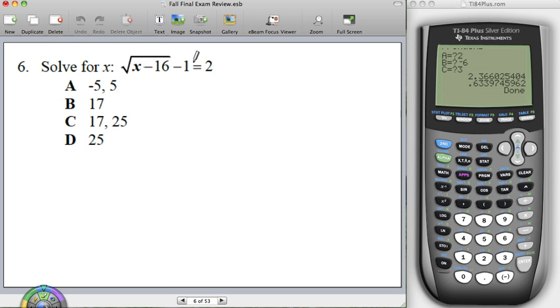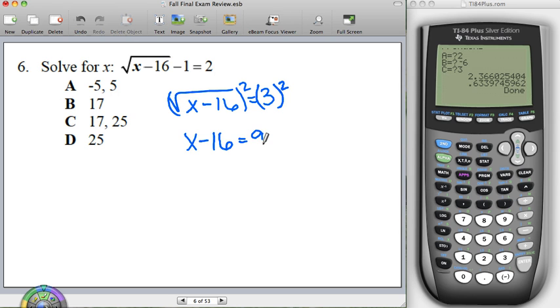Number 6 is going to do the same thing, so I'm going to add 1 to both sides. So I get the square root of x minus 16 equals 3. I'm going to go ahead and square both sides. Square root cancels, I'm left with x minus 16 equals 9. Add 16 to both sides and you get x equals 25. So my answer is D. That was a really easy problem. This problem should have come before number 5.